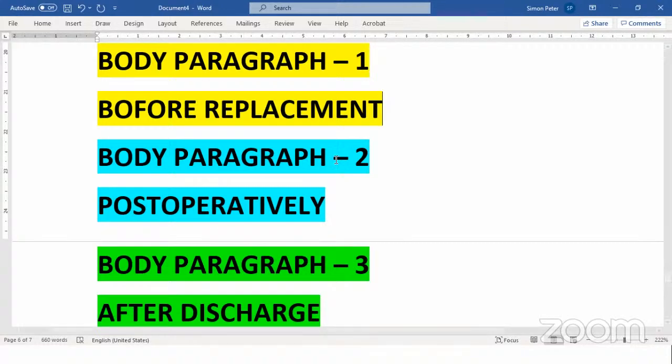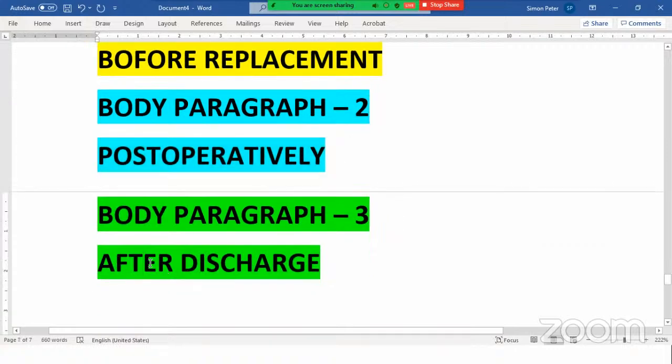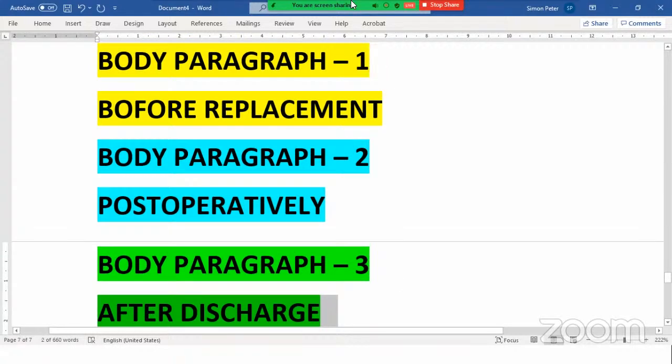So before replacement, what was his condition? After replacement, till discharge, what is his condition? And after discharge, what should be done? These are the things. This is called organization.